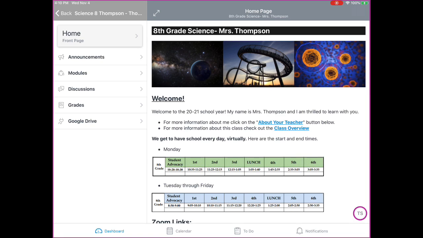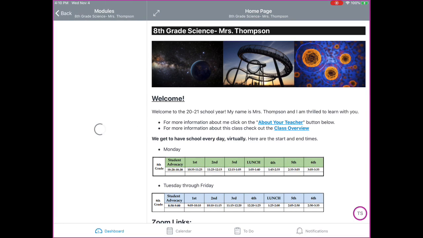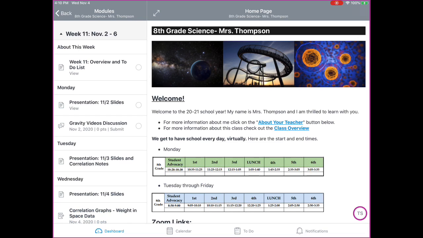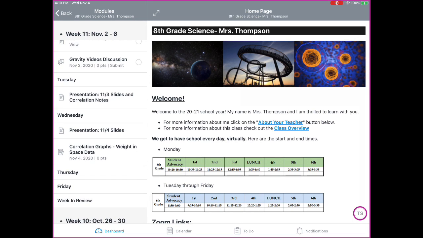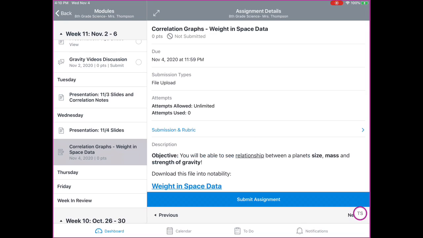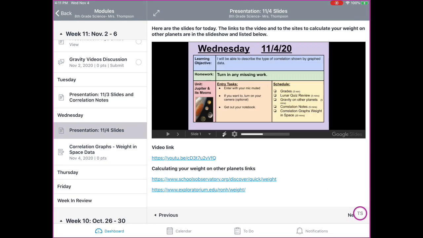And when you get to the home page, the easiest way to find today's assignment, there are two ways. You can click on Modules and then scroll down to today's date, 11/4, and click the correlation graphs, weight and space. You can find it this way, and it's just right below the assignment you did. Or if you're on here, you can just click next.